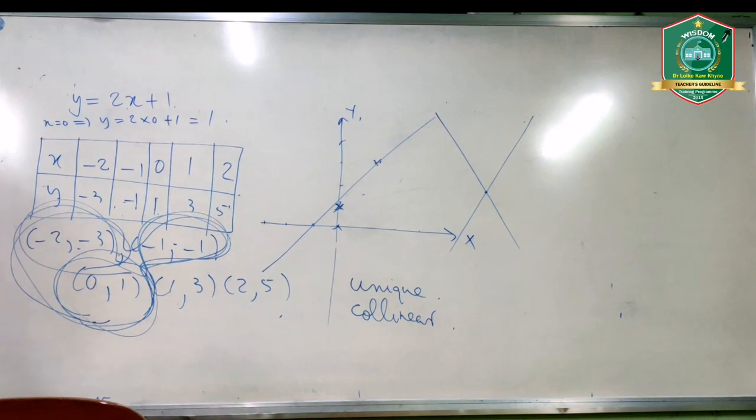Line in the coordinate plane, the line in the normal equation.